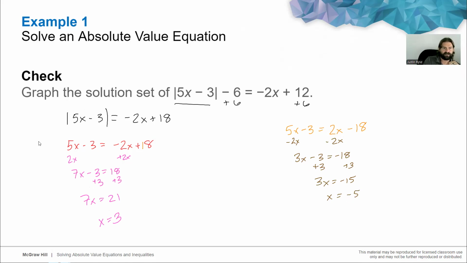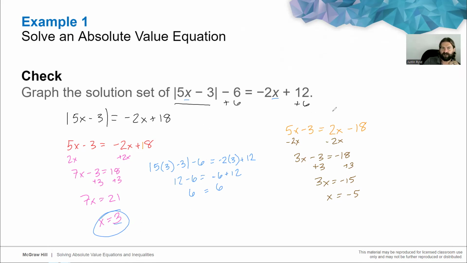What we need to do then is to check. So we're going to plug these numbers back into the original equation. So the first one, absolute value of 5 times 3 minus 3 minus 6, does that equal negative 2 times 3 plus 12? All right, let's see. The 5 times 3 is 15. 15 minus 3 is 12. So absolute value of 12 is 12 minus 6. Okay, that's 6. Now over here, we'd get negative 2 times 3 is negative 6 plus 12. That would be 6. Okay, that works. So that definitely is an answer.